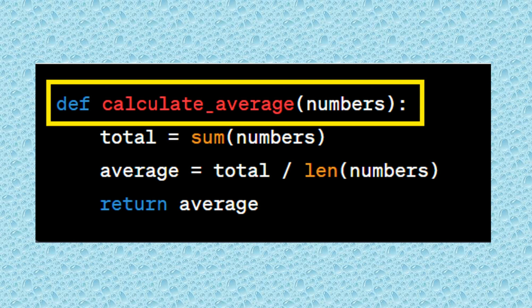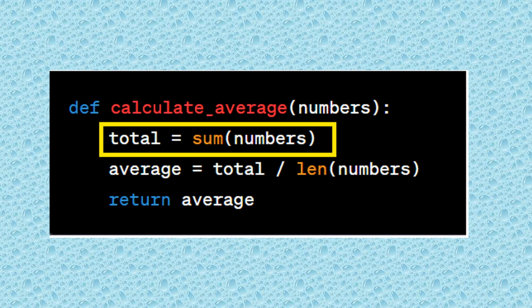Step 1. We define a function called calculate_average that takes a parameter called numbers. This parameter will hold our list of numbers. The keyword def is used to define functions in Python.